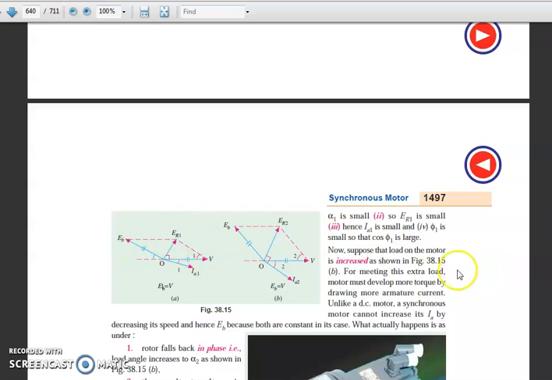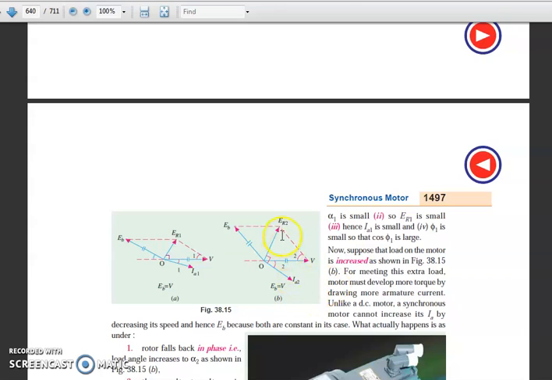Now suppose the load on the motor is increased. What will happen to meet this extra load? The motor must develop more torque by drawing more armature current. If the load increases, the motor has to exert more power to supply the load. So the motor will draw the larger current; the armature current will get increased. That means the motor will draw more armature current.